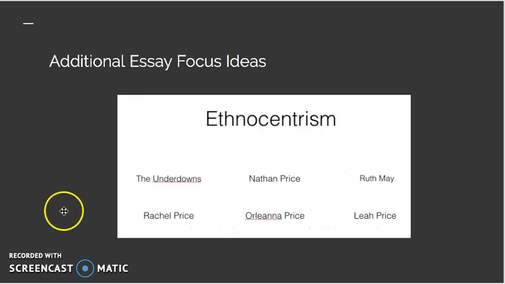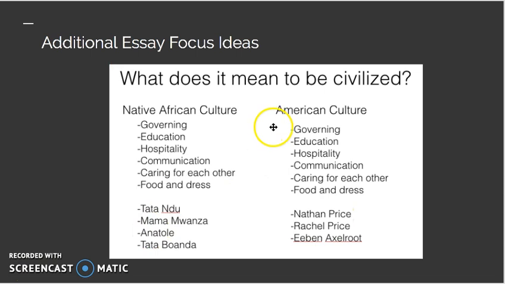And then just a couple more here. Maybe you're interested in ethnocentrism, and so maybe you look at how that's playing out within various characters. And then finally, this question, maybe the novel explores what it means to be civilized. There's lots of irony in this novel, and maybe you compare what you think Kingsolver is suggesting about Native African culture versus American culture. So those are just a bunch of ideas to get you starting to think about what part of the novel you're interested in.